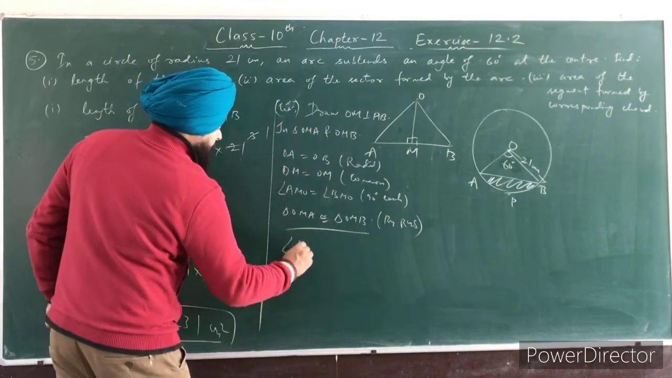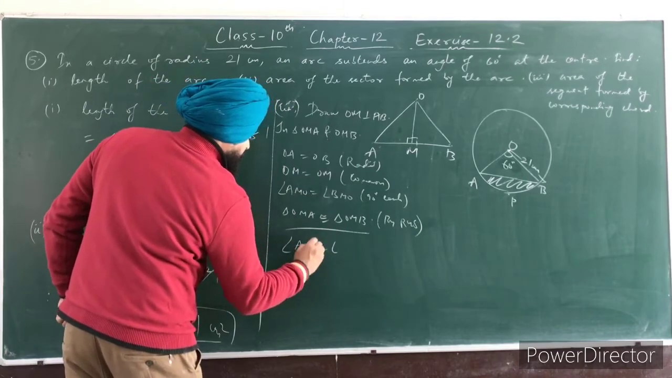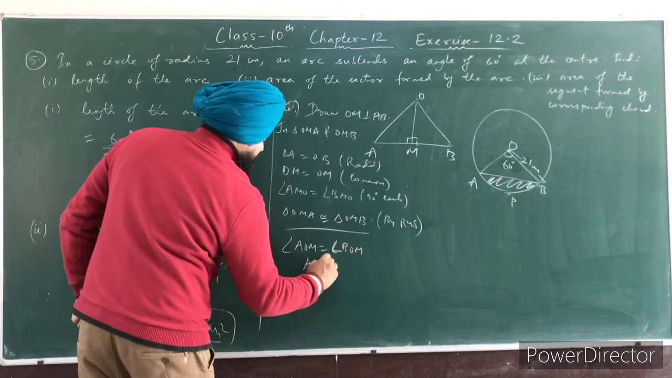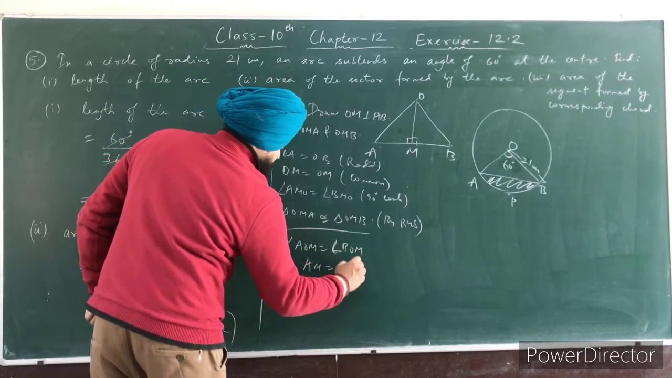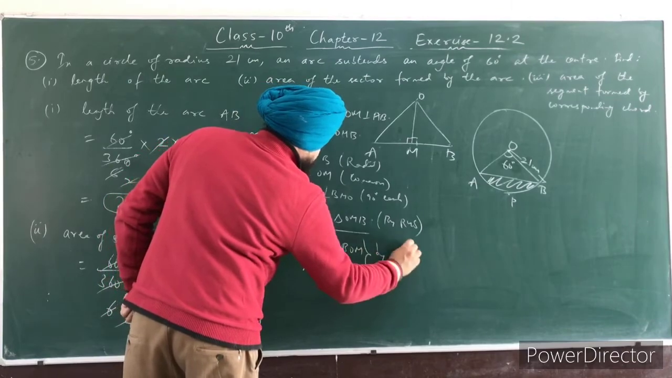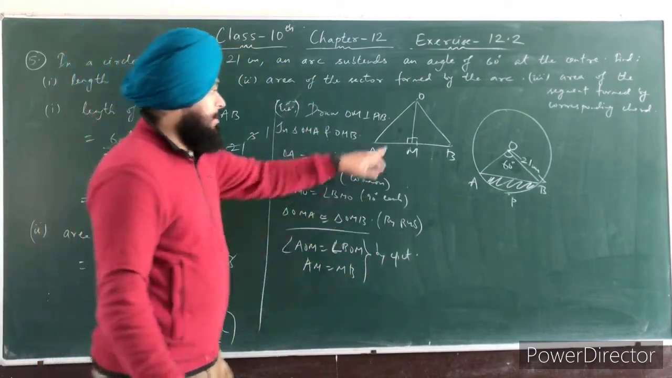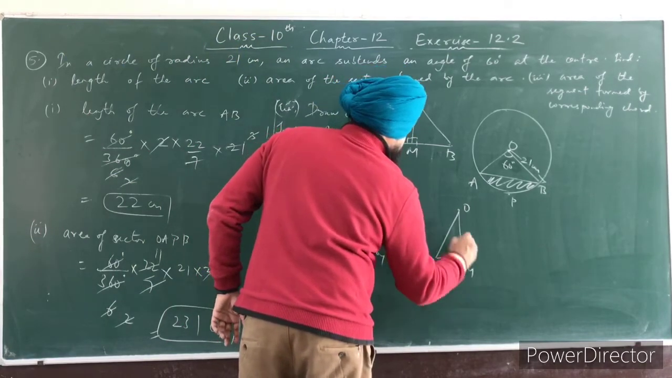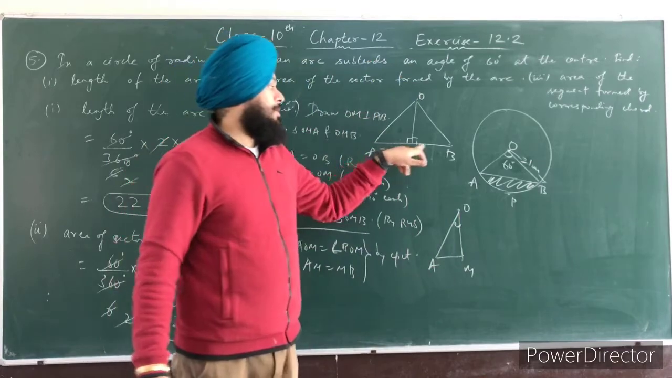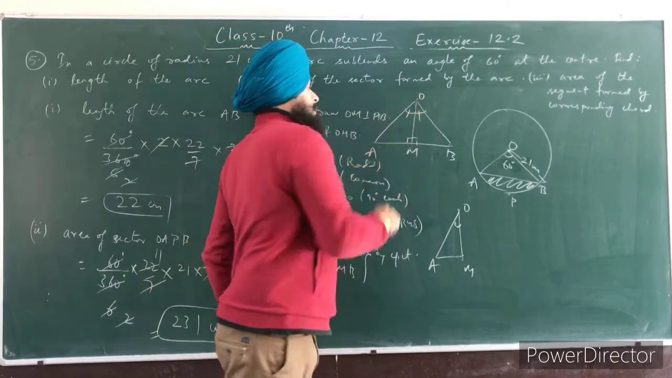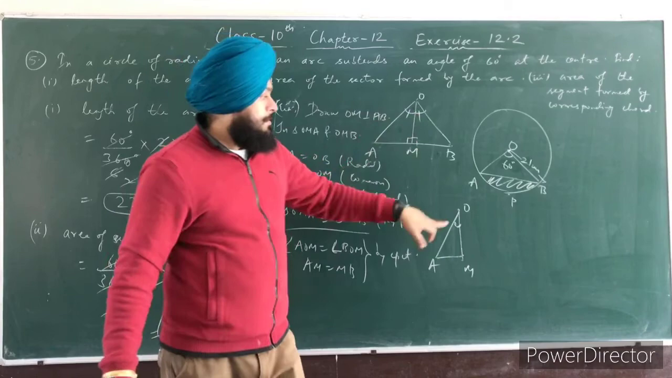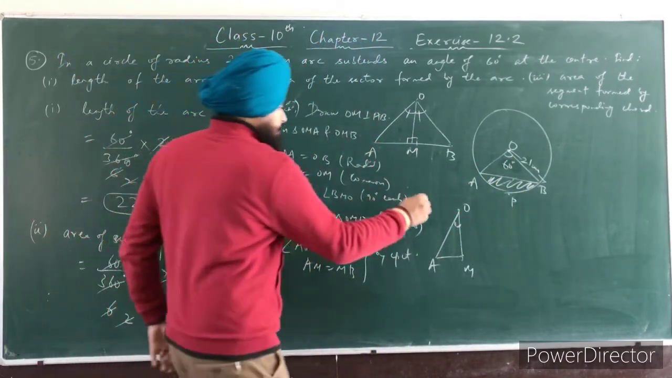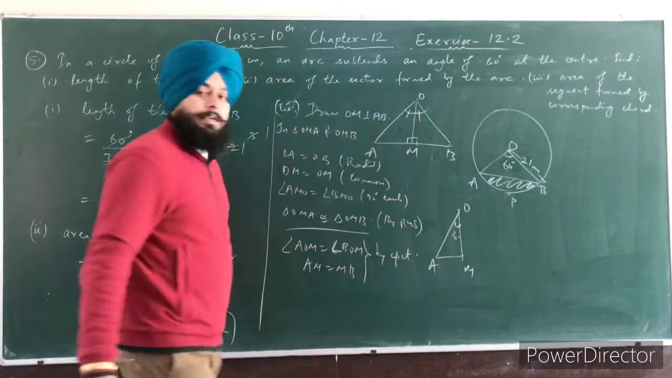Now you will take angle AOM equal to angle BOM, and the second is AM is equal to MB by CPCT. Now we will draw this triangle OAM. If angle AOM is equal to angle BOM, then what is the measure of angle AOM? The complete angle is 60 degrees, so half of it is 30 degrees. So the measure of angle AOM is 30 degrees.